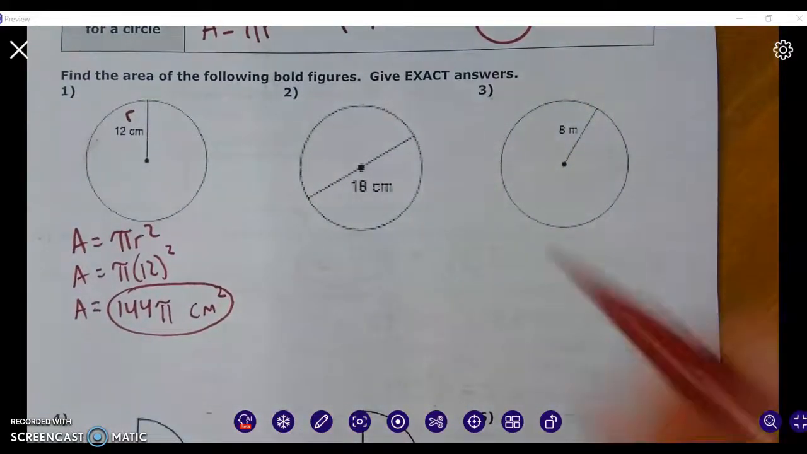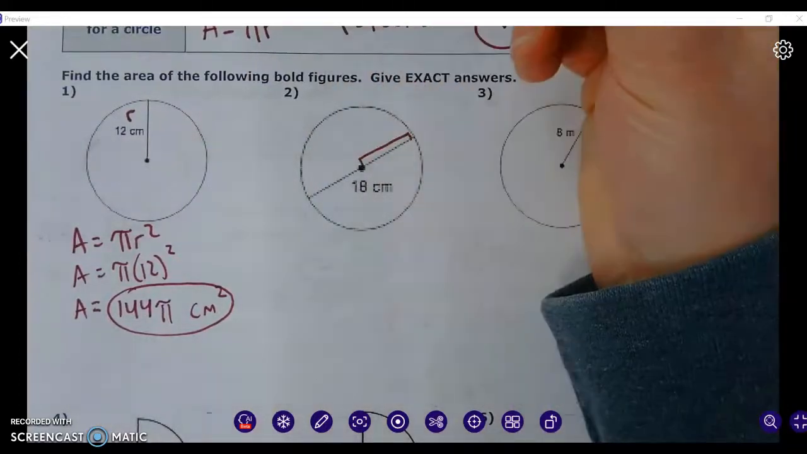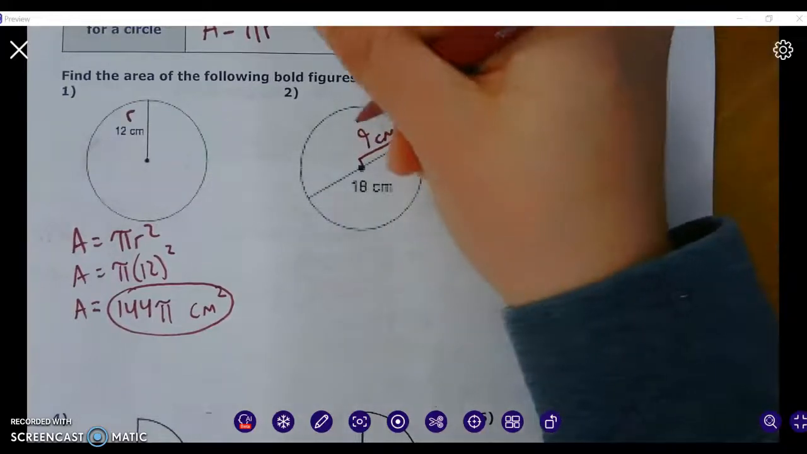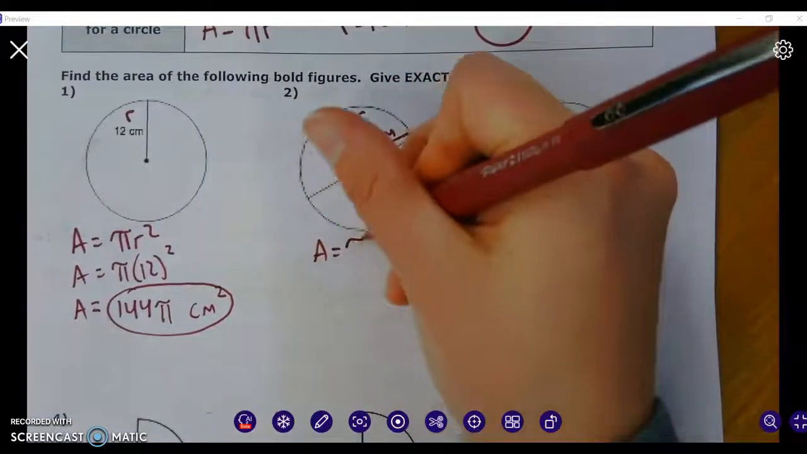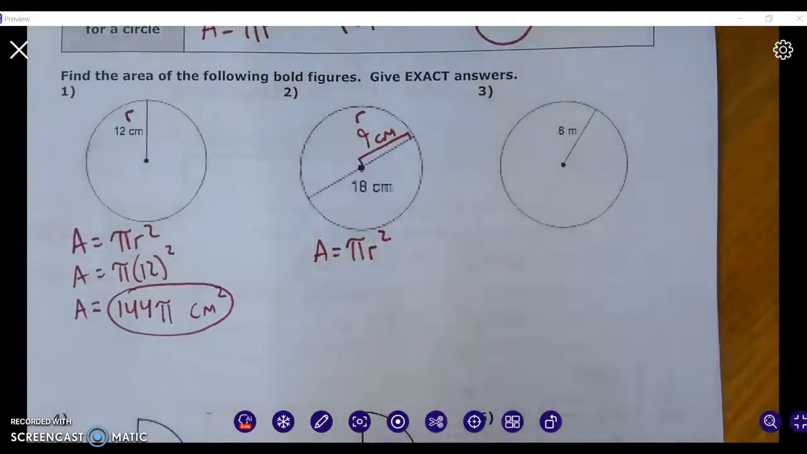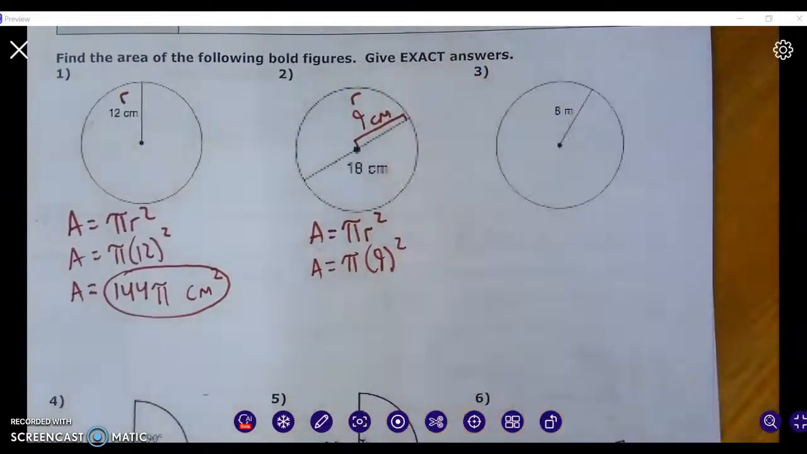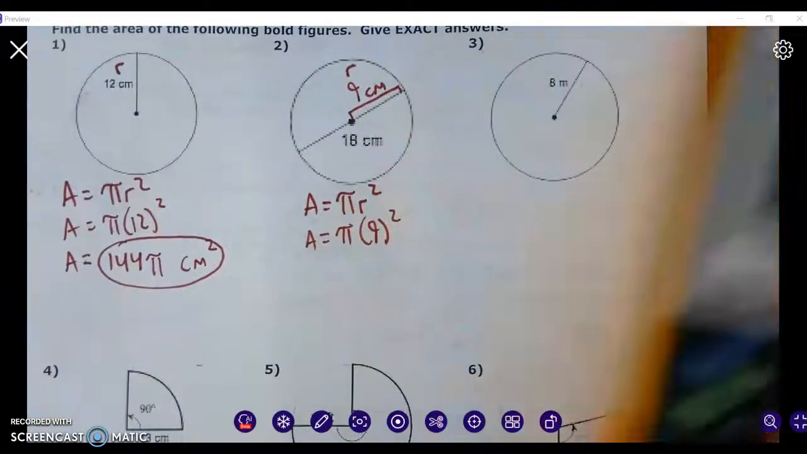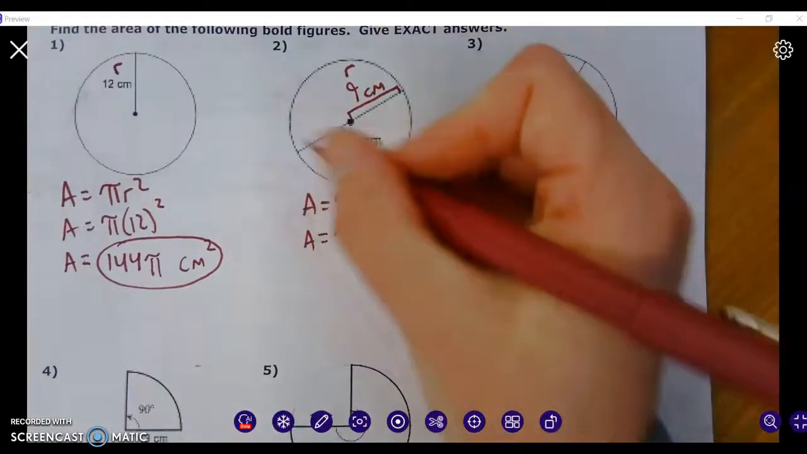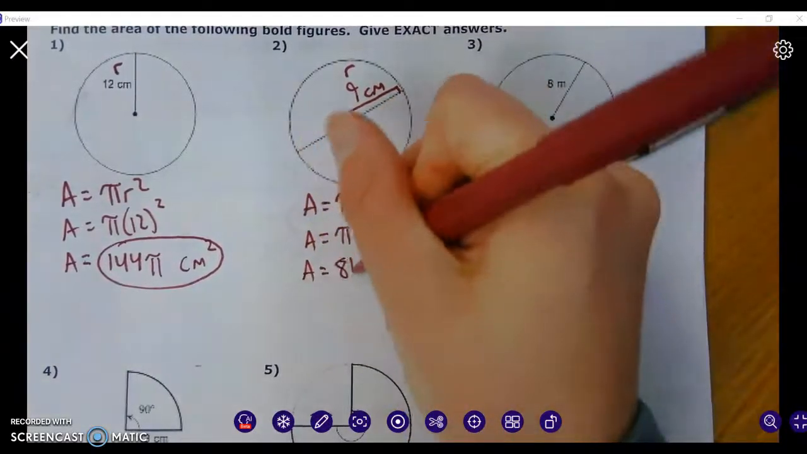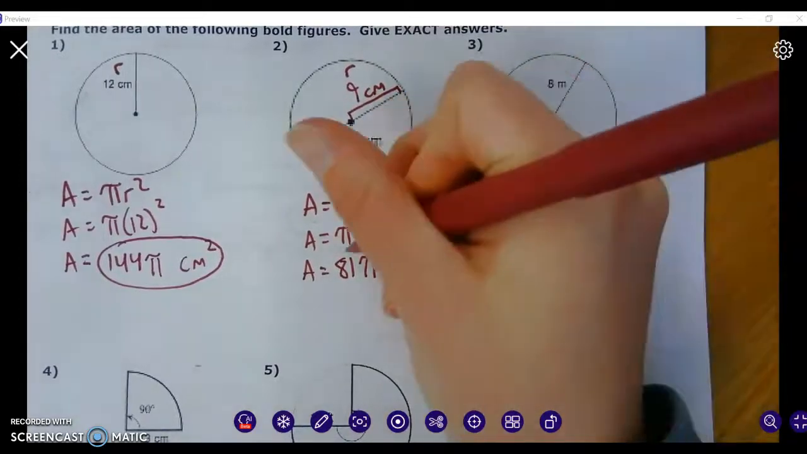Okay, so let's try another one. So 18 centimeters is our diameter. So if we were to find half of that, that would be 9 centimeters. So 9 is going to be our radius. So area equals pi radius squared. And we're going to plug in 9 for the radius. So then again, we're just going to square the 9. 9 squared is 81. So we've got 81 pi, and then this one is also centimeters squared.